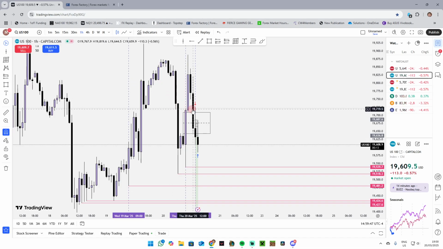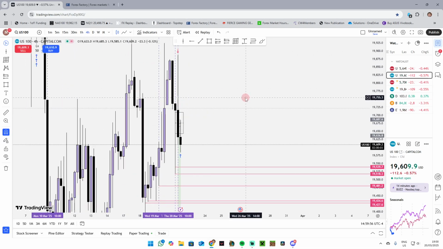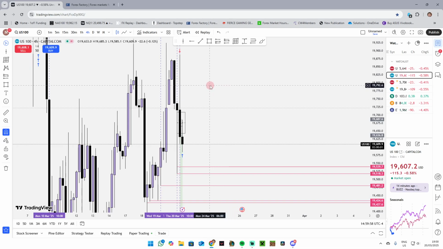We get inverse of this. Follow up, we get inverse of this. So that's two hourly fair value gaps that we got inversed.